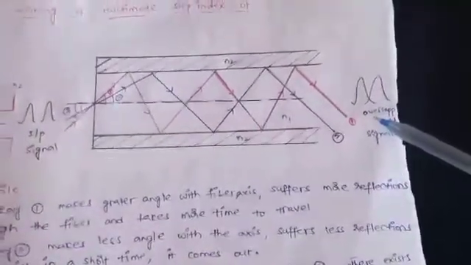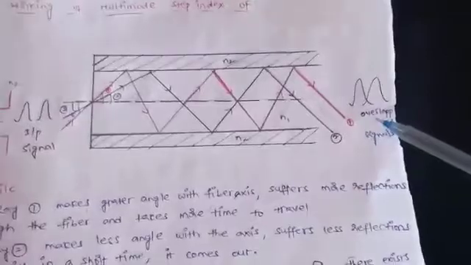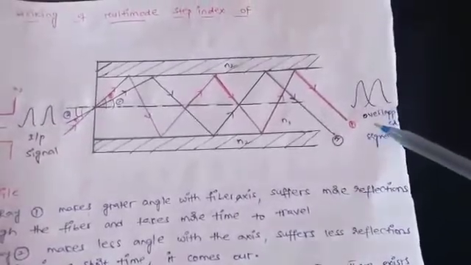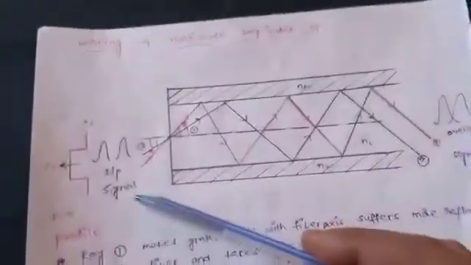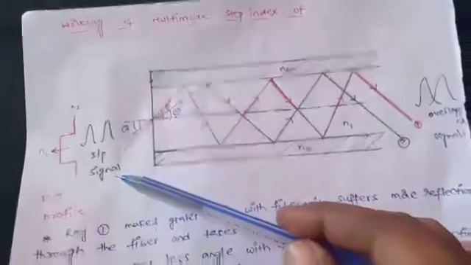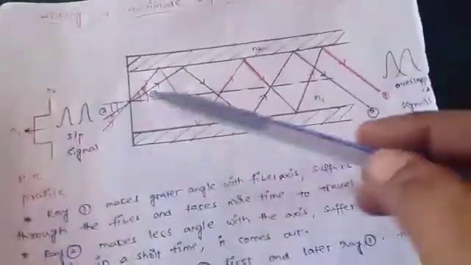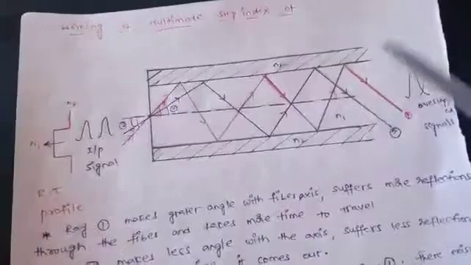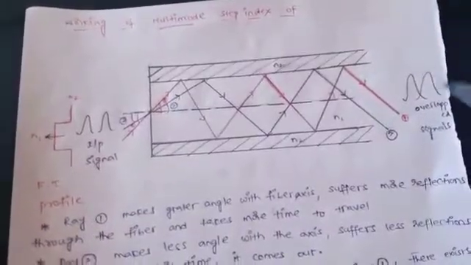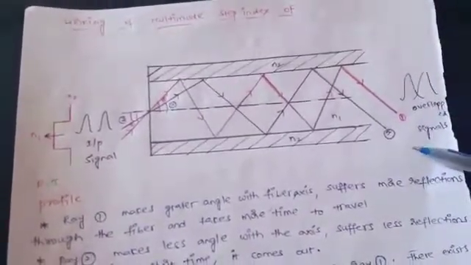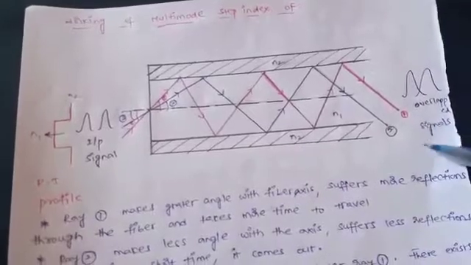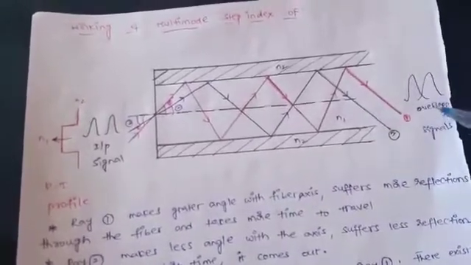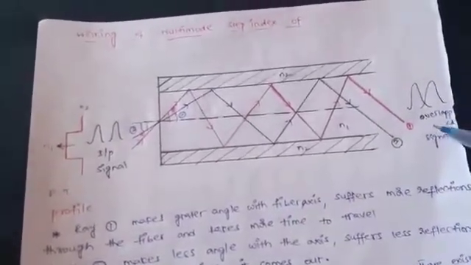That means widening or flattening of information takes place. That means the output doesn't match the input. That means there exists intermodal dispersion. So we can't retrieve information from the output signal clearly 100%. So that's why there exists intermodal dispersion.